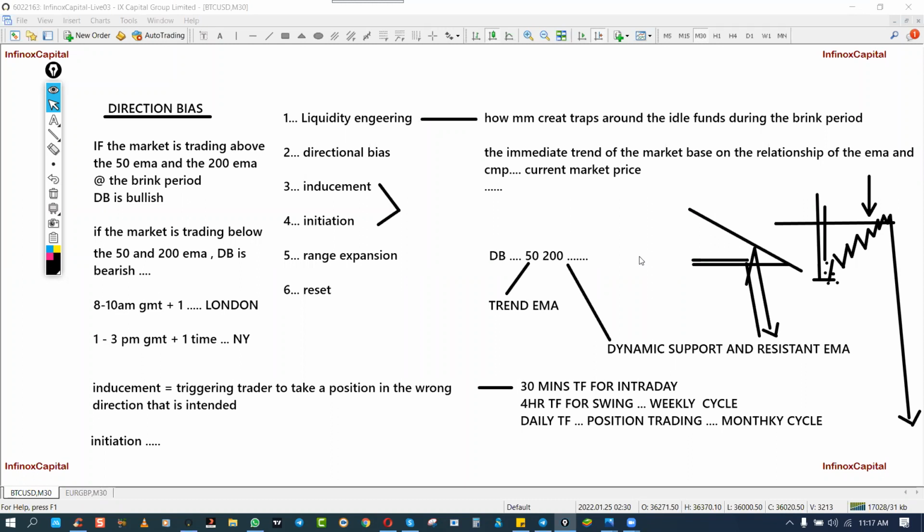Mind you, if the market is trading above the 50 MA, that is the trend, bullish. Mind you, this 50 MA could be temporarily violated. We expect the market to hold last barrier around the 200 EMA, and therefore we still expect the trend to remain intact. Okay, but we all start with understanding the position of the markets relative to the two MAs, and therefore we come up with understanding our directional bias. Then when you understand your directional bias, we now look for one of these two. It's either we look for inducement or initiation.